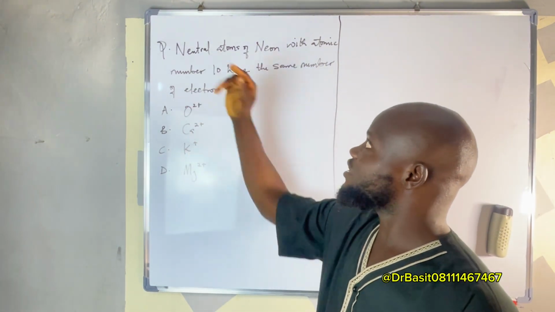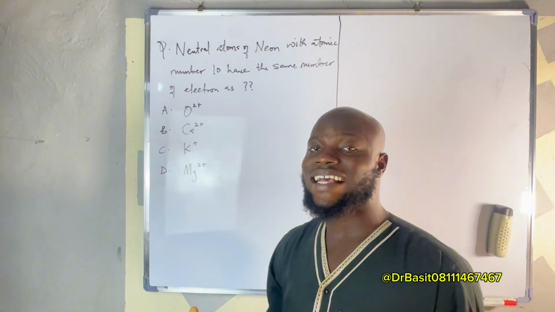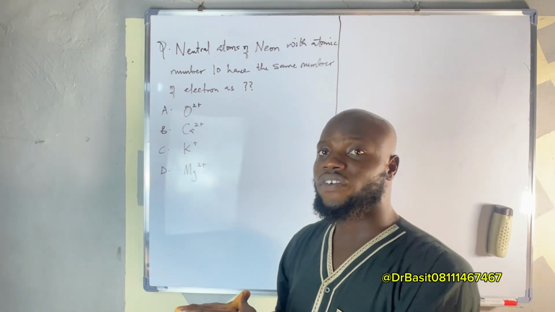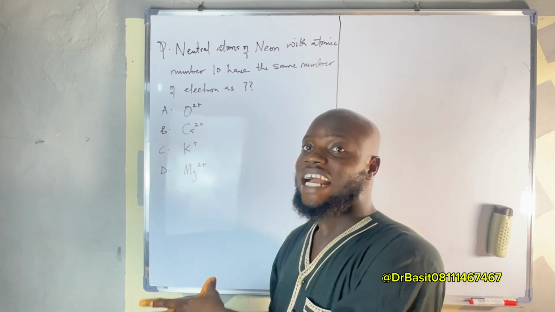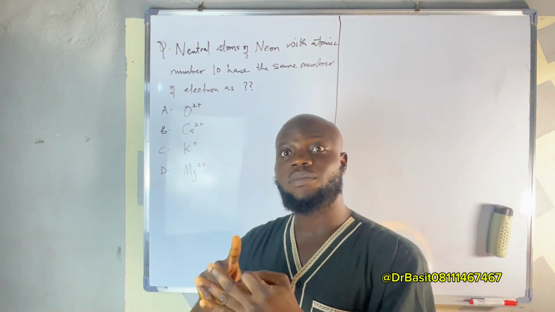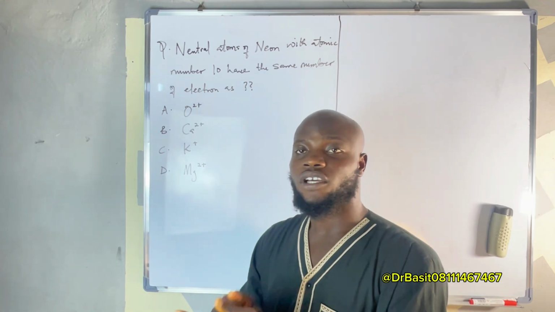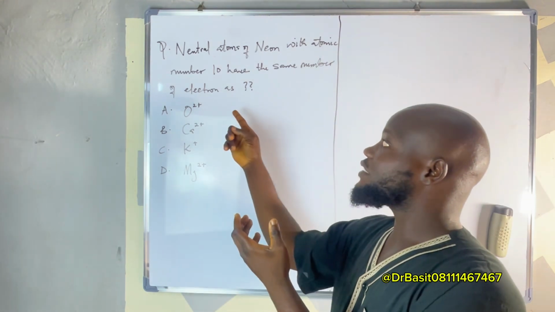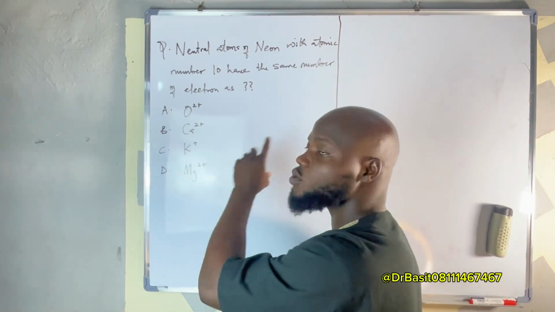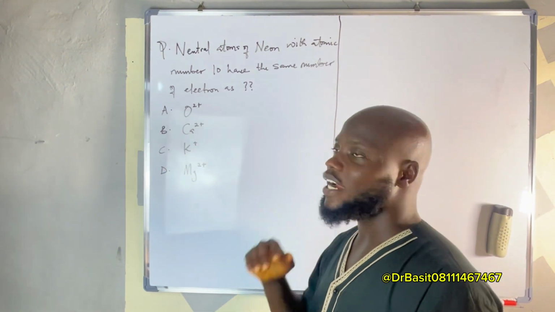Okay, now the question is saying, neon has how many electrons? Neon has 10 electrons. It's number 10. Of course, you already know that the number of electrons is equal to the atomic number. So neon is number 10: hydrogen, helium, lithium, beryllium, boron, carbon, nitrogen, oxygen, fluorine, and neon. Neon is number 10, which makes it 10 electrons. Okay, so which of these also have 10 electrons? That is the question. So let's look at oxygen.